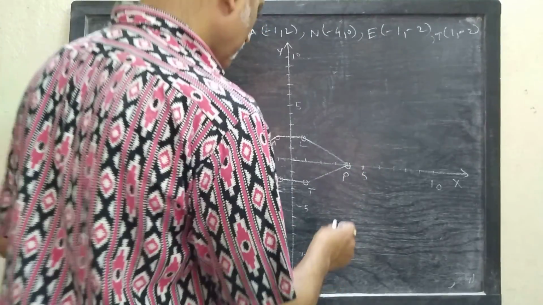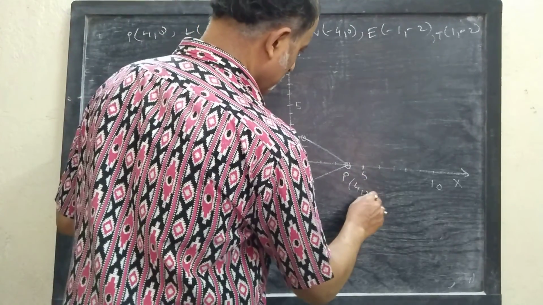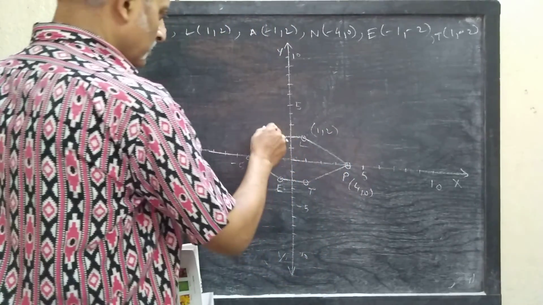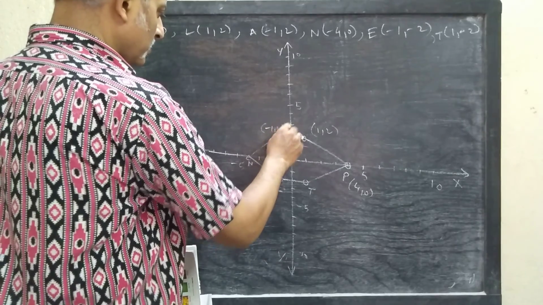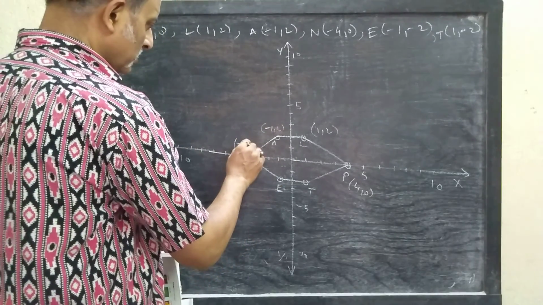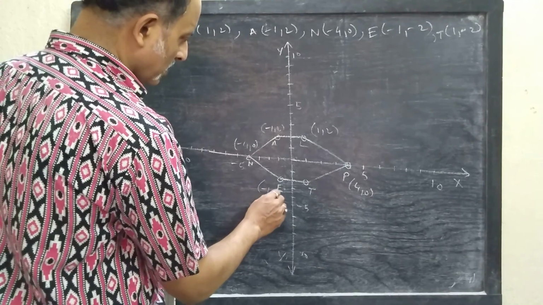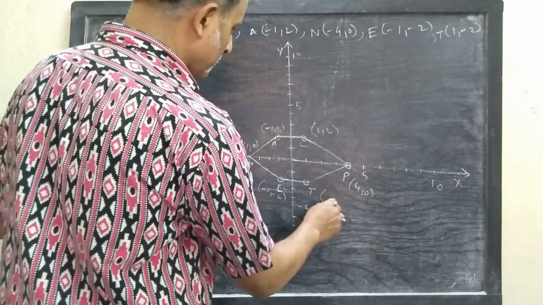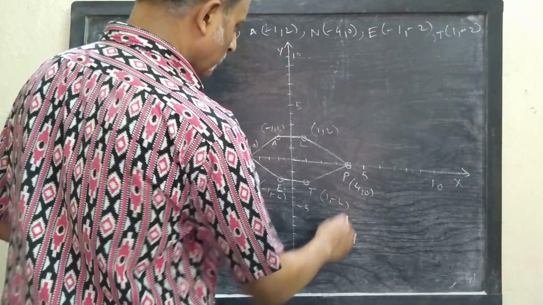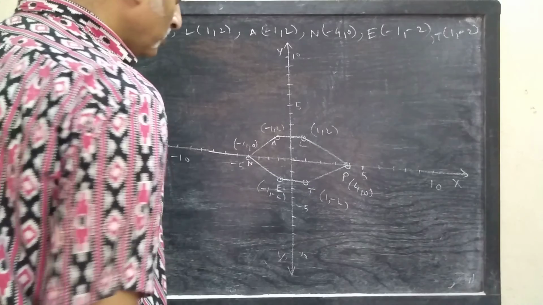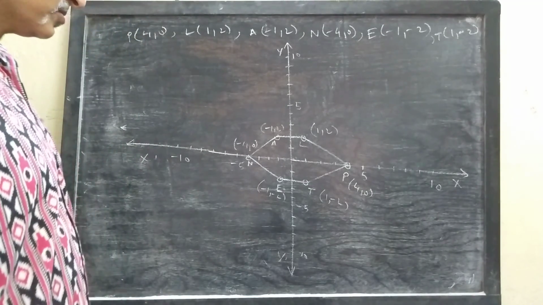Write down their coordinates. This is 4 comma 0. This is 1 comma 2. This is minus 1 comma 2. This is minus 4 comma 0. This is minus 1 comma minus 2. This is 1 comma minus 2. Okay. Now you get a hexagon.